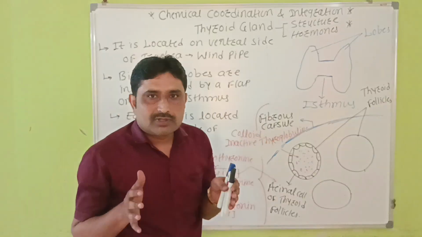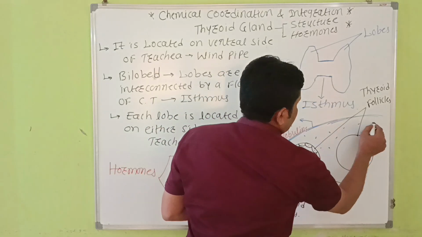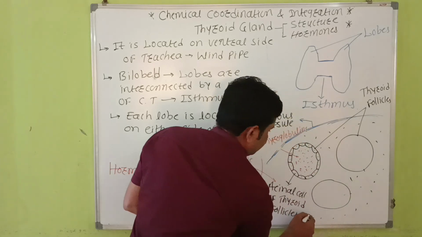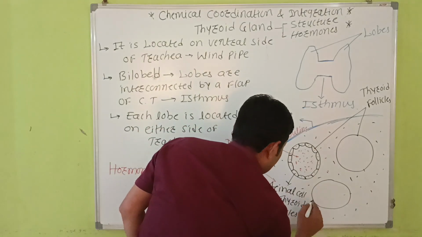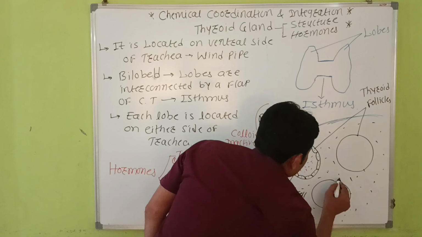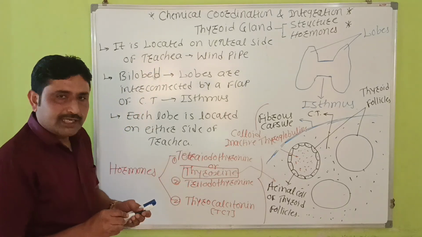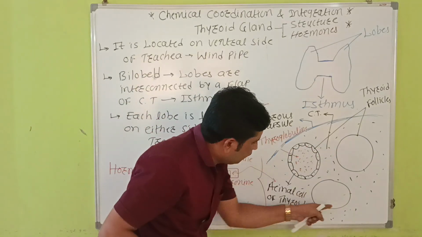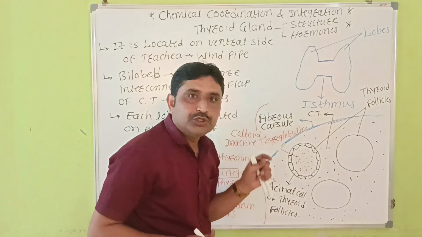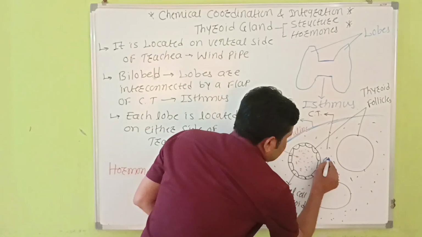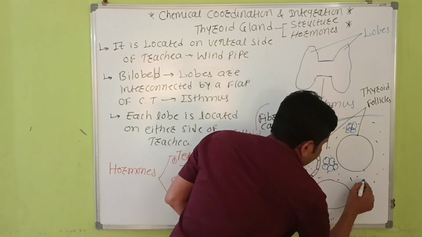How are these follicles connected and attached to each other? They are connected to each other with the help of connective tissue. So here I will label this: these all are connective tissue. In between the thyroid follicles, scattered in the connective tissue, there is a group of cells, scattered one here, one here, one here.